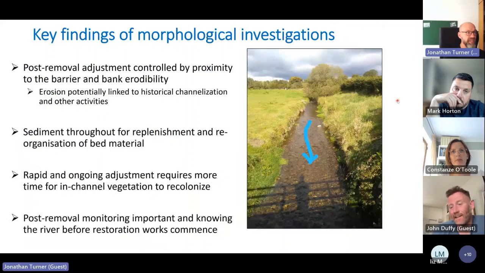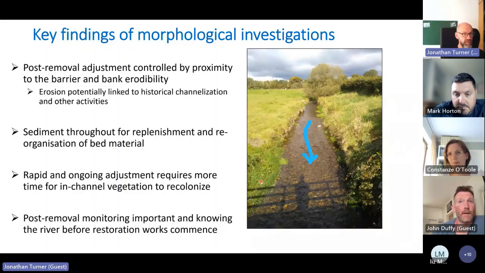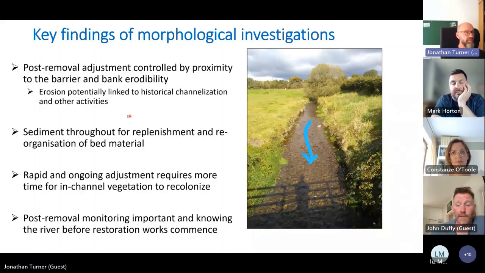Okay, so just in terms of the key findings, what we can say is that post-removal adjustment was controlled by the proximity to the barrier and also to bank erodibility. As you can see, there's very little riparian vegetation on here. The river was in an unnatural position, so it was basically cut into former floodplain, and I guess the banks were quite susceptible to potential erosion. And that may well also have been exacerbated by this historical channelization, as I mentioned.